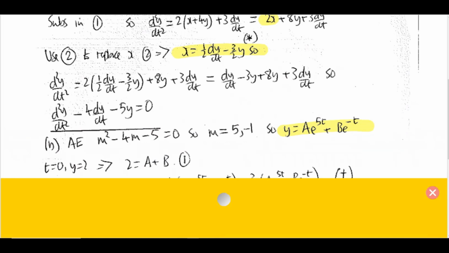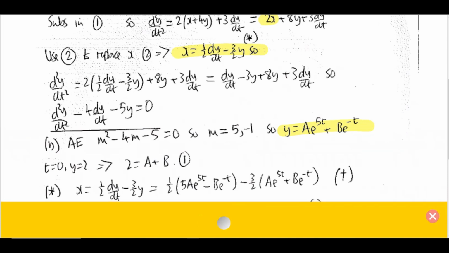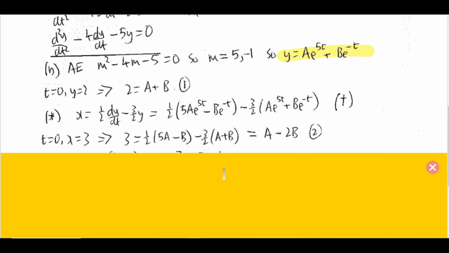Then, to get my solution for x, x is a half dy by dt minus 3 over 2 y. So dy by dt, by straightforward differentiation, is 5a e to the 5t minus b e to the minus t. So times that by a half and then take away 3 over 2 lots of y. And I've marked this with a dagger symbol because I want to do something with that.